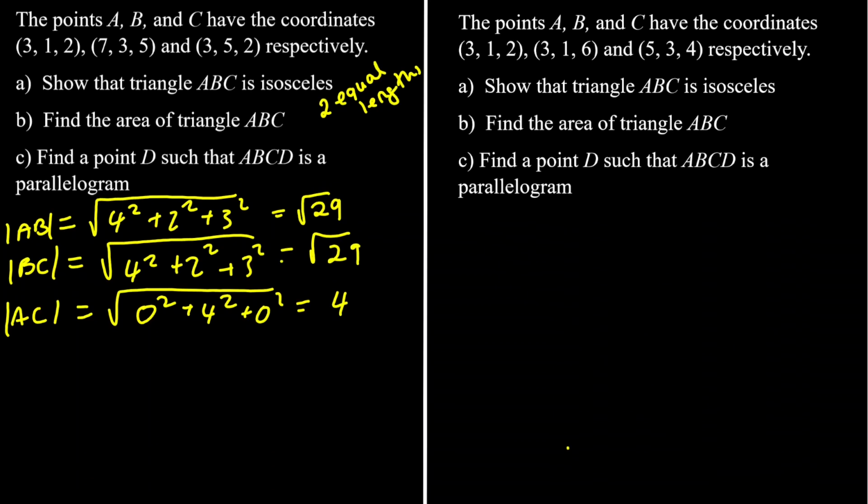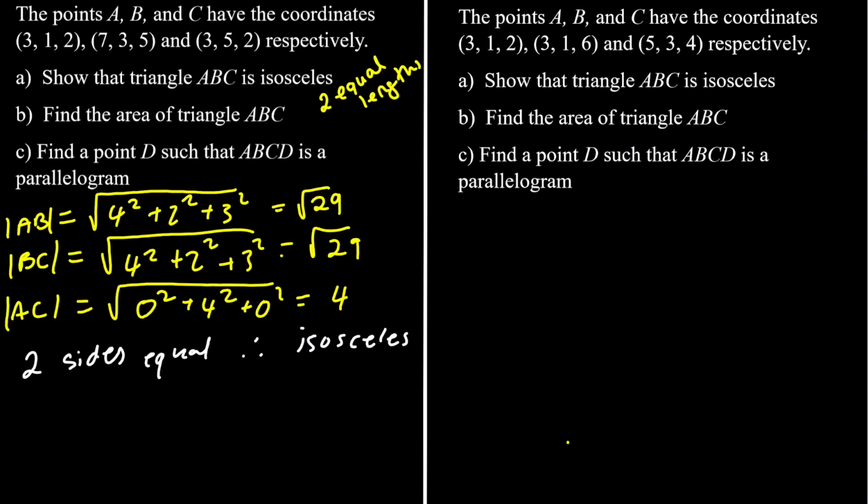We have an isosceles triangle. 2 sides equal, therefore isosceles. Find the area of the triangle. So we've got a base of 4. Let's do a little sketch. So a base of 4 and 2 lengths that are square root 29.